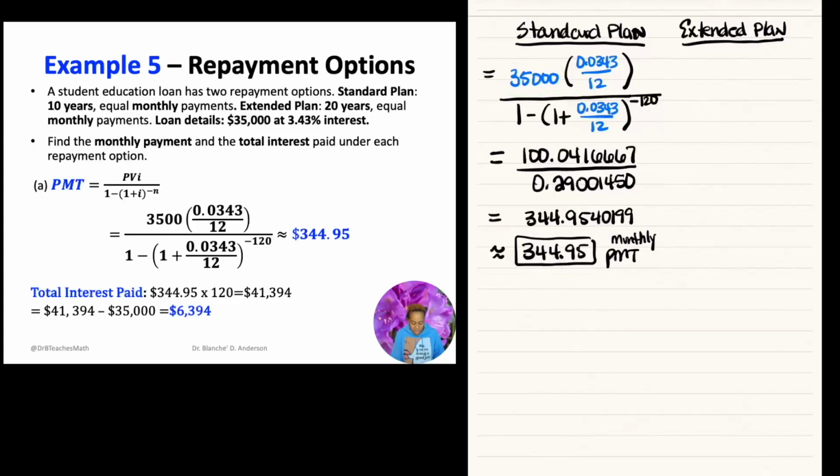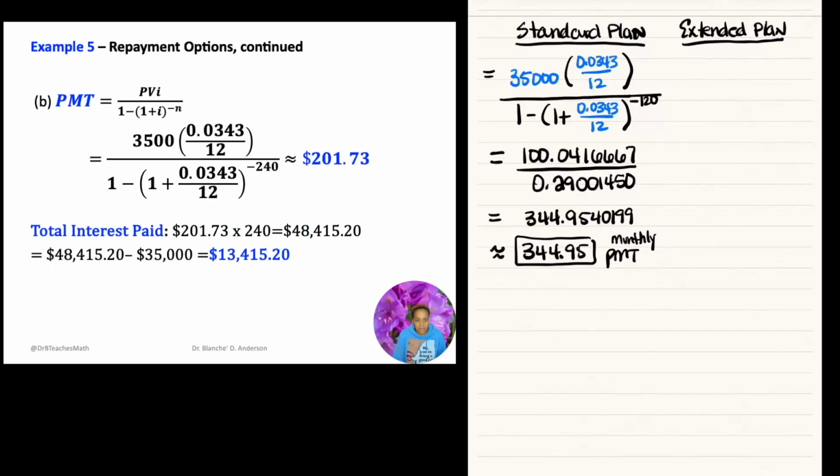Okay, so now let's look at the extended plan. Same thing. I've got to correct that on the extended plan too. The math is going to be the same. If you notice, the only thing that changed is the number of periods, the 240. So I can literally copy this.